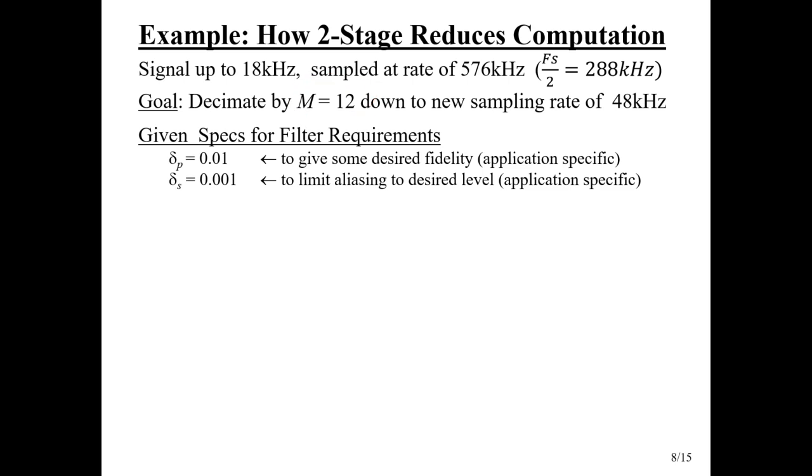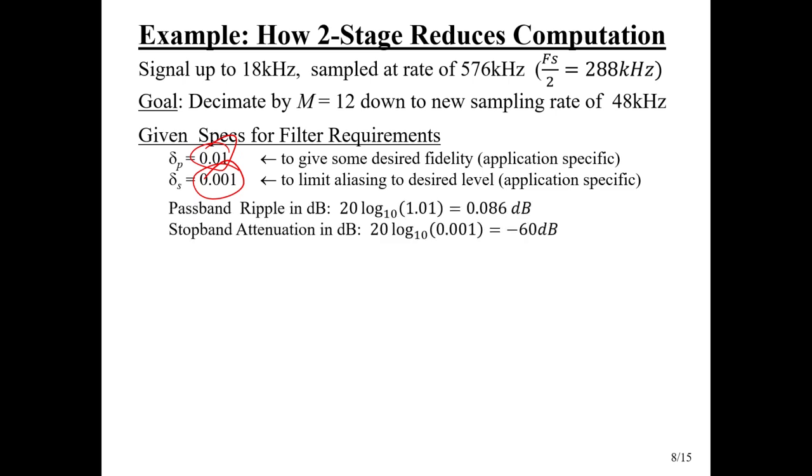These would be application specific, depending upon the fidelity of what you want coming out of your rate change scheme. So I just picked some reasonable ones. Again, these are in non-dB. So that 0.001 and the 0.01, there are rules. If you go back and you look at my notes on Parks-McClellan, you'll see how we convert those into decibels. And this is how we do it right here.